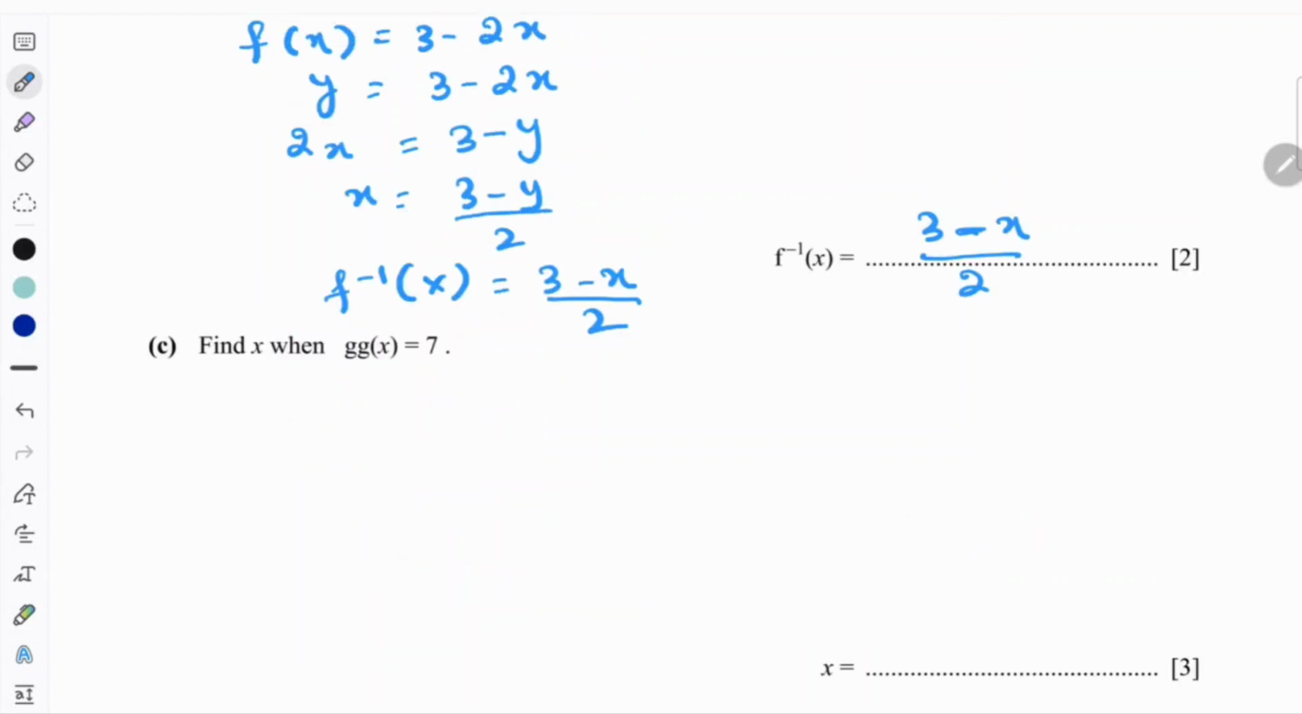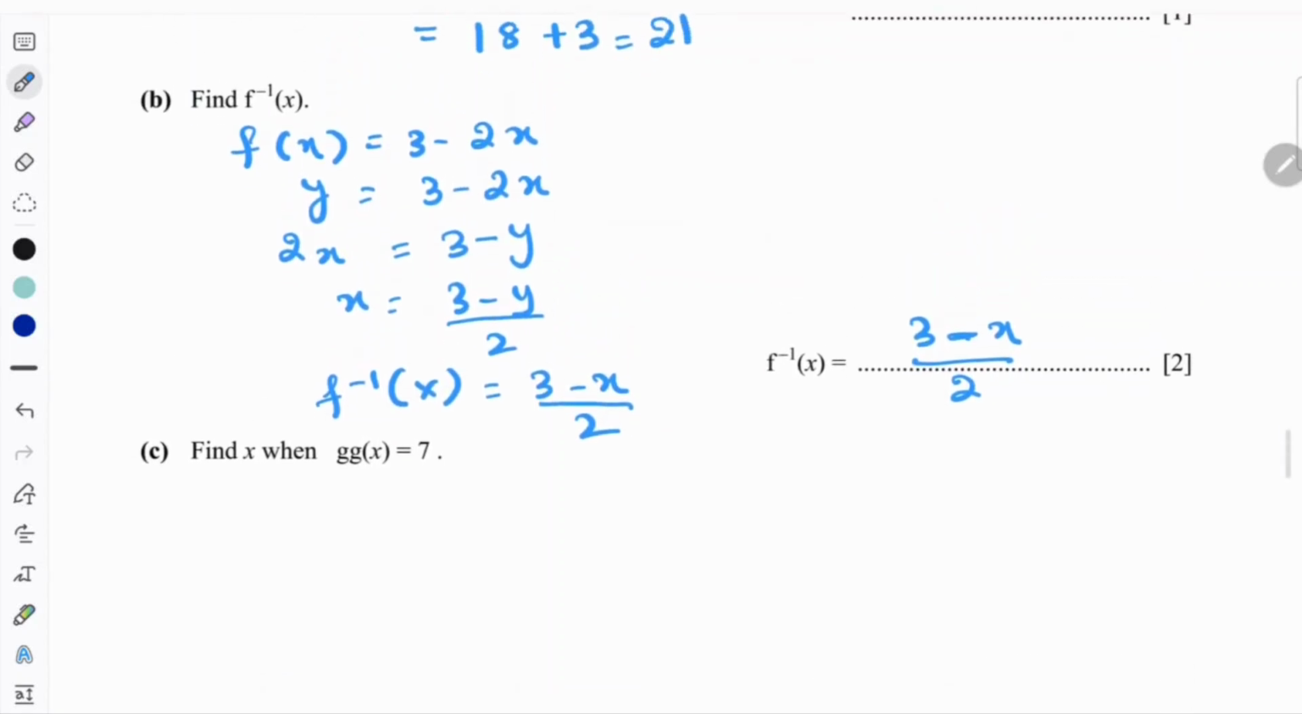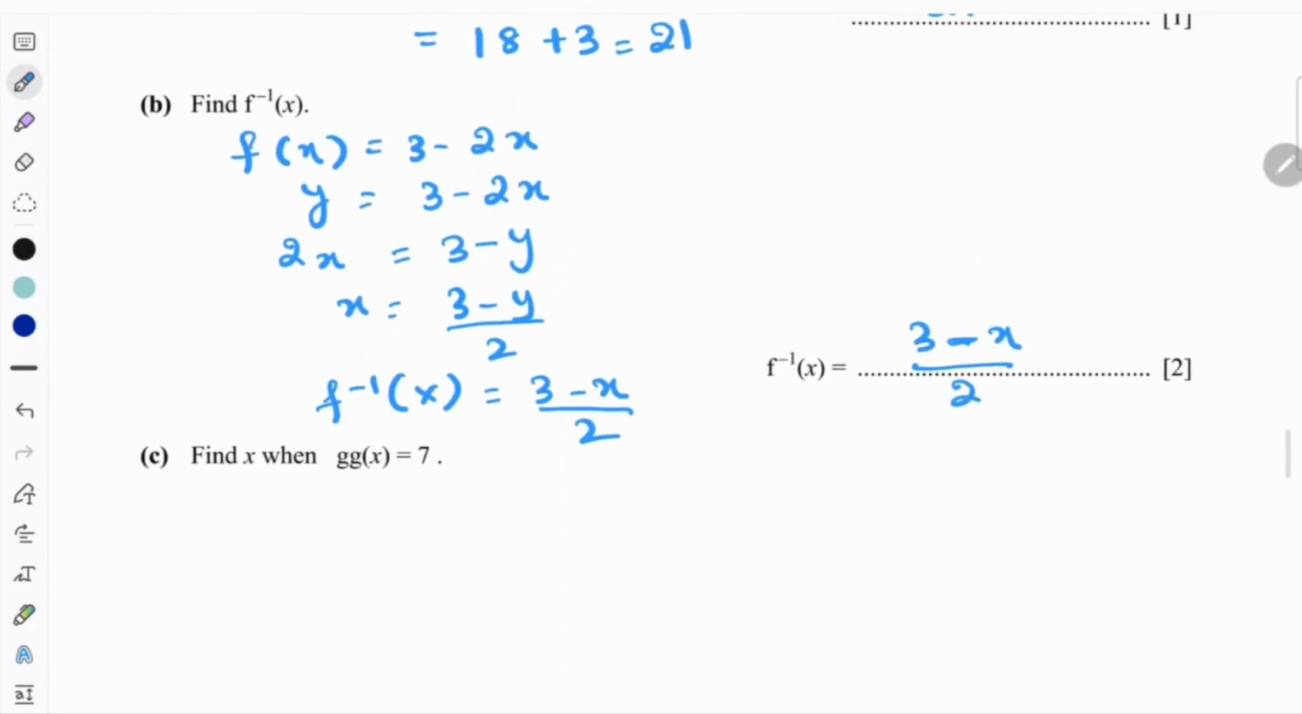Part C, find x when g g of x is equal to 7. All right, so g g of x is equal to 7. First of all, we find out what g g of x is.